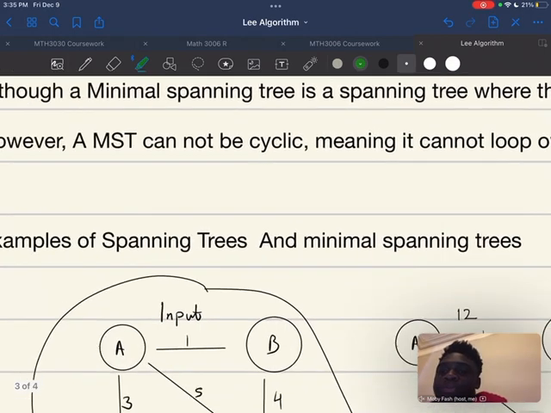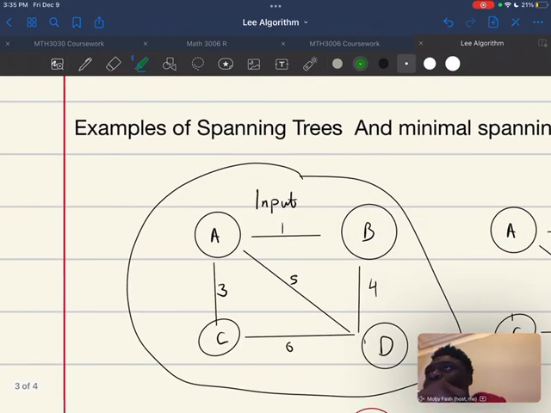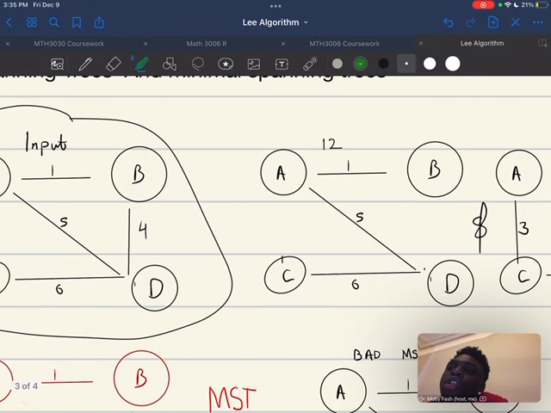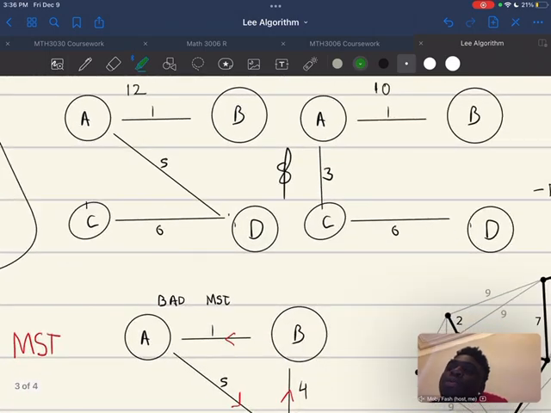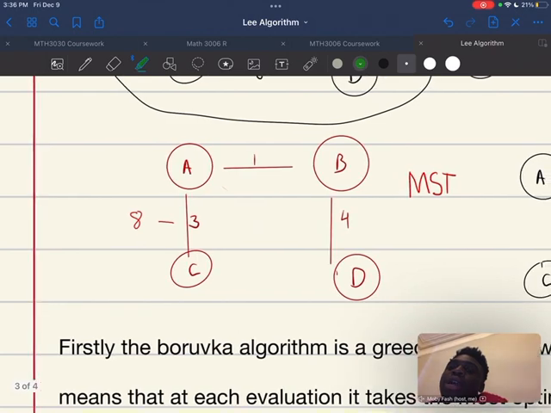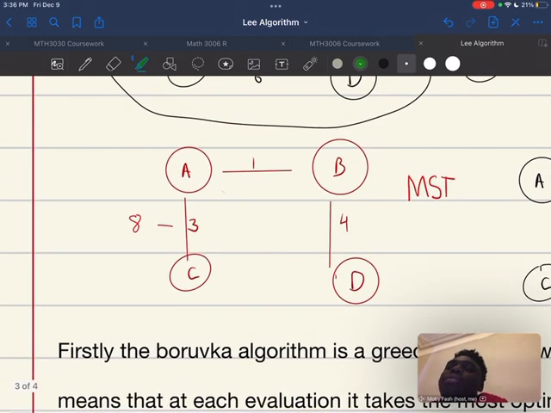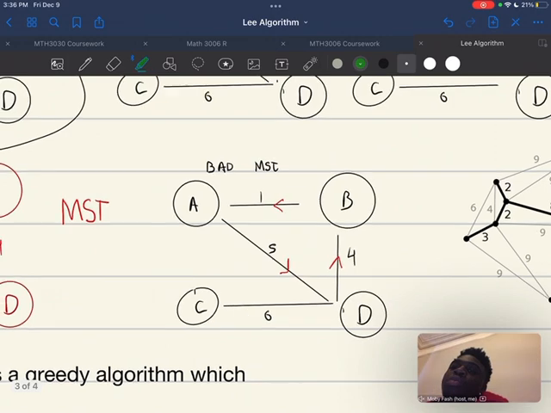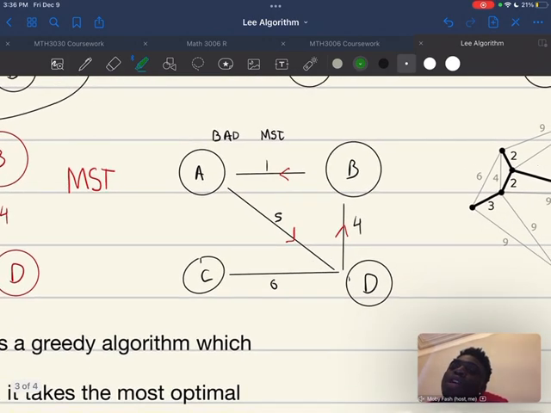Examples of some spanning trees and minimal spanning trees are below. So given this input graph, these two would be spanning trees as they connect to every node. For example, boop, boop, boop. While this is a minimal spanning tree, as it connects to every node and the weights are kept the lowest. This is the MST at the end, eighth, after adding all of them. So this would be a bad minimal spanning tree because of the cyclic nature, as this goes to this, goes back here, and this. This cyclic nature cannot occur in minimal spanning trees.